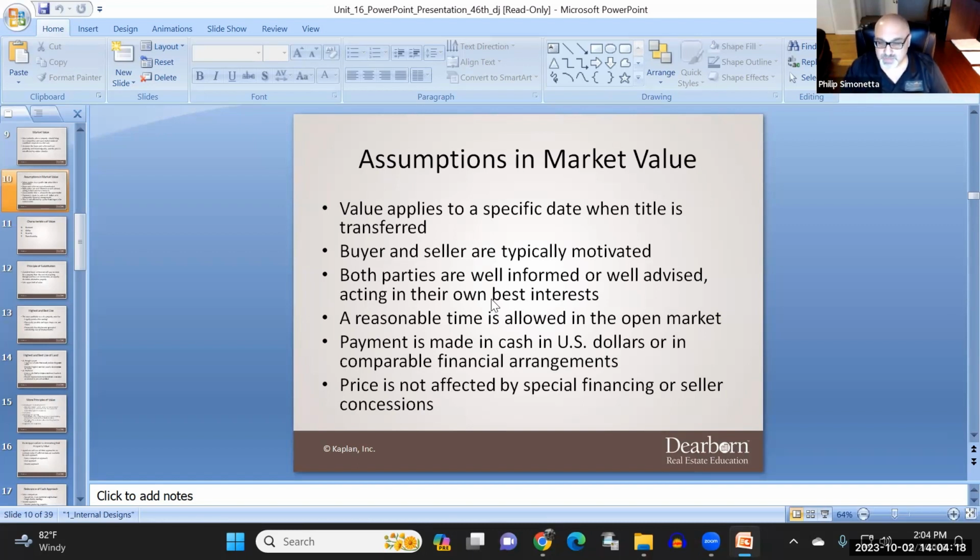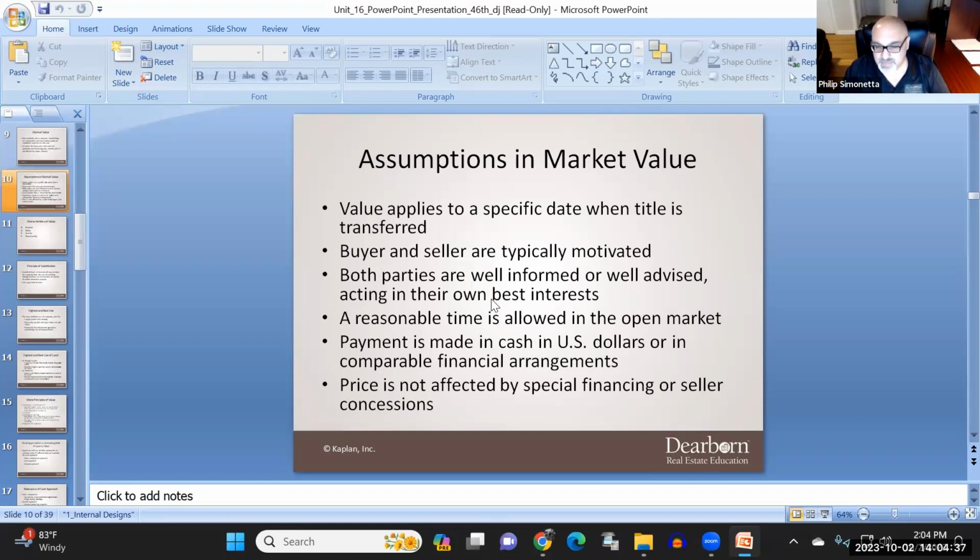Buyers and sellers are typically motivated, right? The buyer wants to buy it. The seller wants to sell it. Both parties are well informed and well advised, and they act in their own best interest. The seller's not going to give it away. The buyer's not going to overpay, right? They're acting in their own best interests.